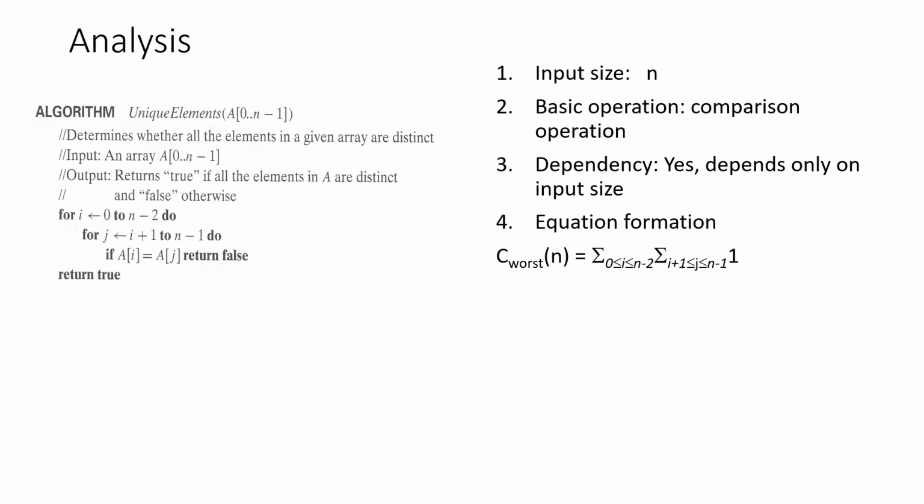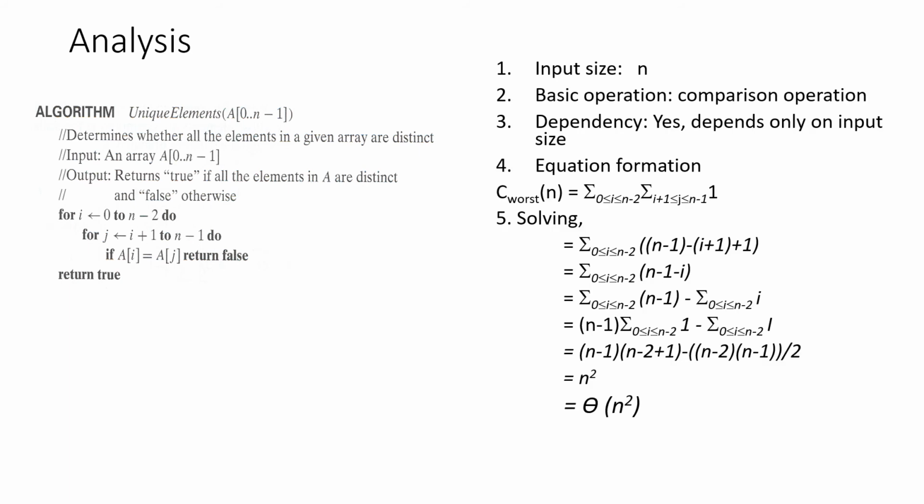Similarly, what about the outermost loop? It contains a variable I. What is the starting value of I? It is 0. And what is the maximum limit of I? It is n minus 2. Right? So thus we have formulated an equation. Now we have to simplify. So note it down. Here we have indicated this as a worst case, because the number of times the basic operation executes depends not only on the input size, it also depends upon some other parameter. Right? So now we have to simplify this equation.